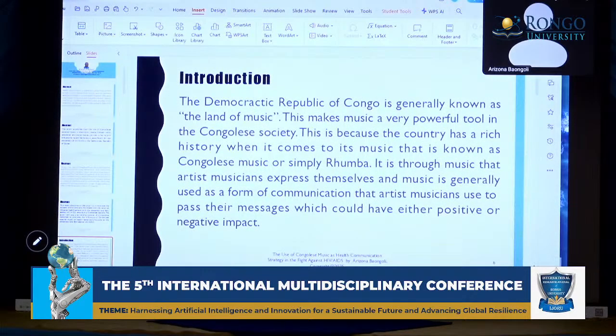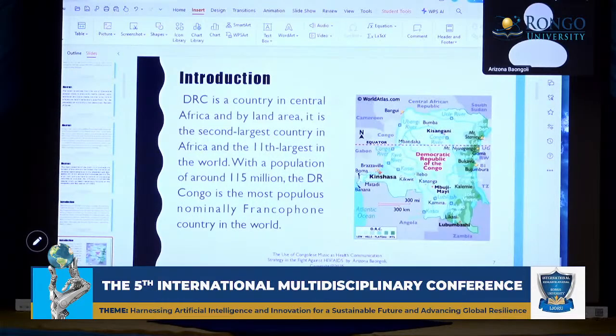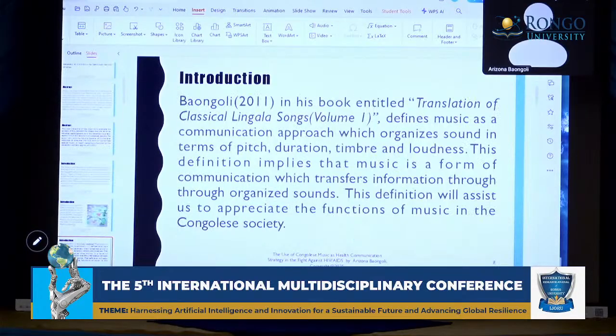Now, the Congo, just as a brief background, DRC is generally known as the land of music. This makes it where people really love music. And because people love music, it becomes easier to communicate any piece of information through music. When you look at DRC, you see the map there. It's quite a big country, the second largest in Africa, 11th largest in the world. But in terms of music, they produce music in quantity. That's why we are using music in our case.